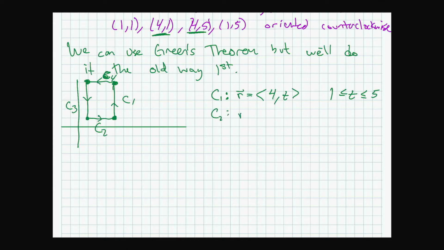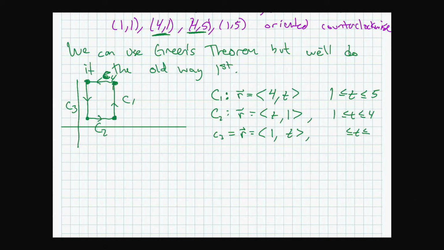For C2, we would have a different r. The way I drew it, again, is down here. In this case, the y value is just 1, and the x value could be t, and then t has to go from 1 to 4. And on C3, the x value is stuck at 1, and the y value could be t.